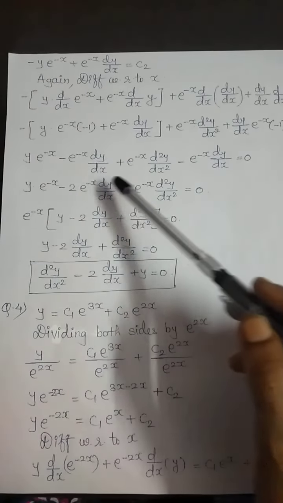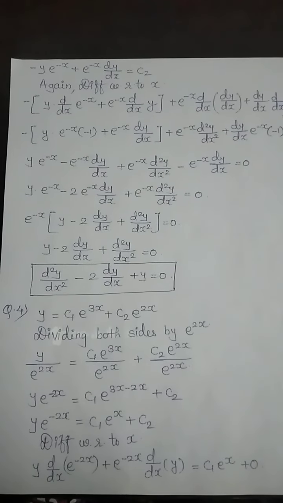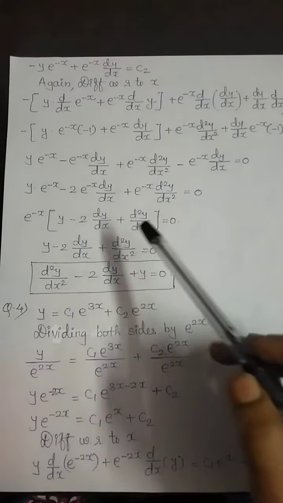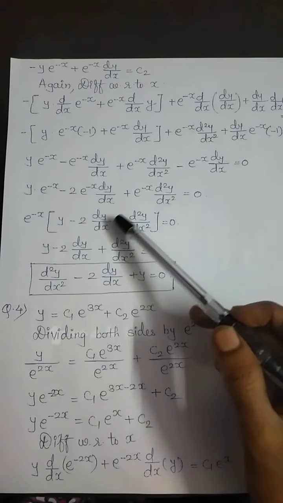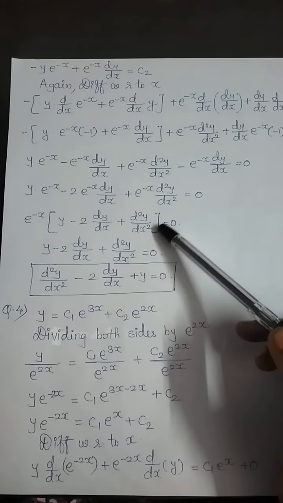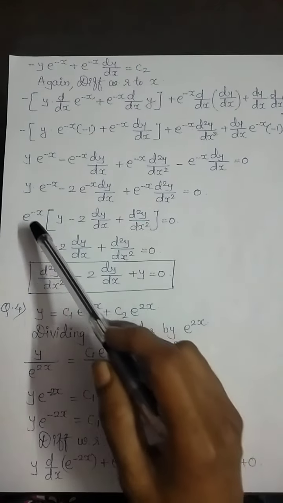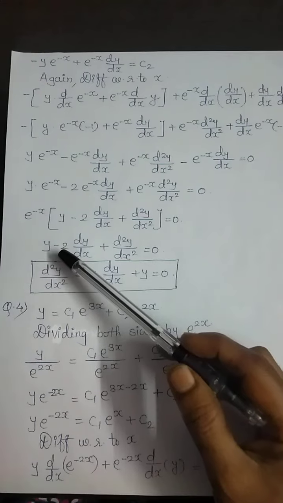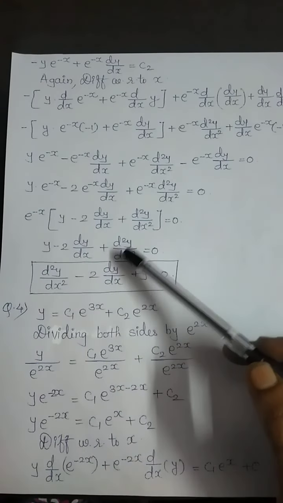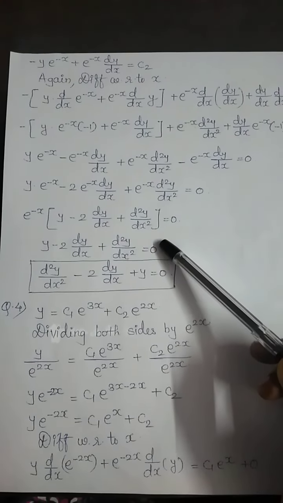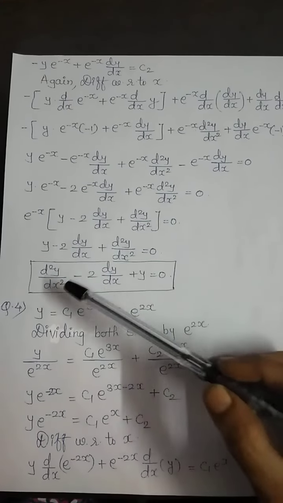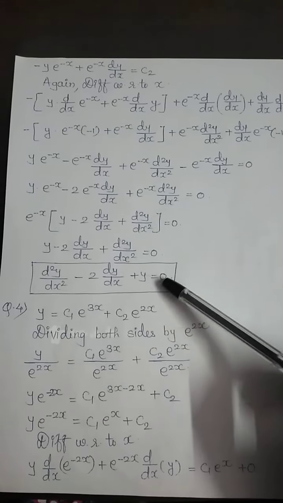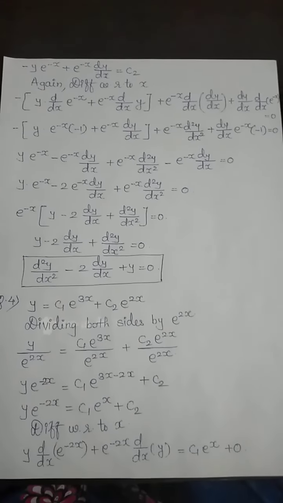Now everywhere in all the three terms e raised to minus x is present. So we can take e raised to minus x common. In bracket we will get y minus 2 dy by dx plus d square y by dx square is equal to 0. Now this term will become 0. So we have the equation as y minus 2 dy by dx plus d square y by dx square. Same term we can write like this: d square y by dx square minus 2 dy by dx plus y is equal to 0.